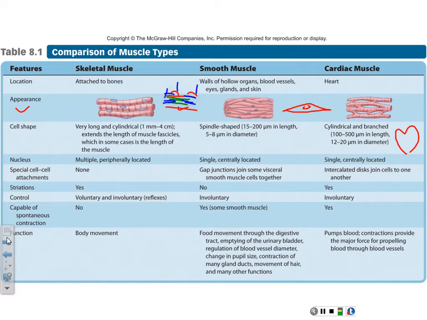Plus, the cardiac muscle cells here are shorter, and they are connected by intercalated discs, which have gap junctions in them. Okay? You know what a gap junction is from the last time? What is a gap junction?